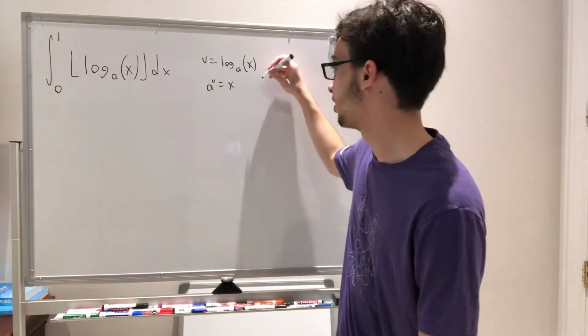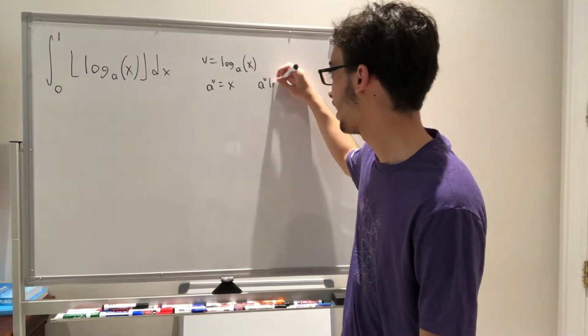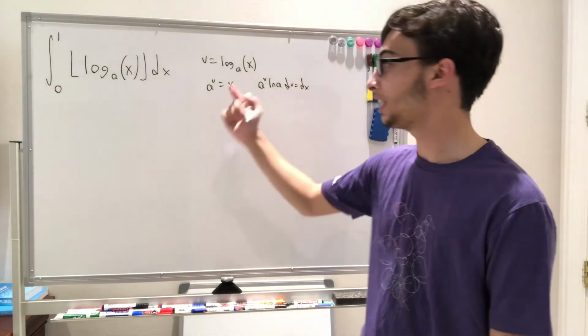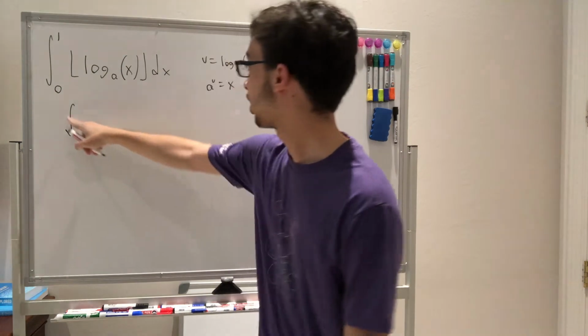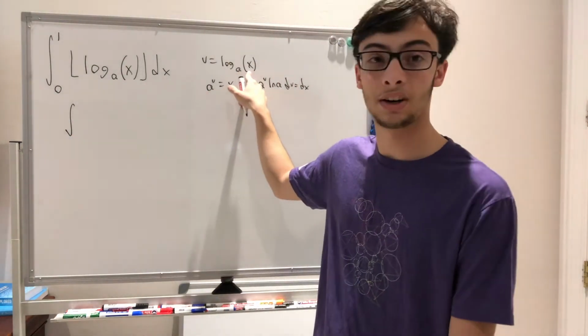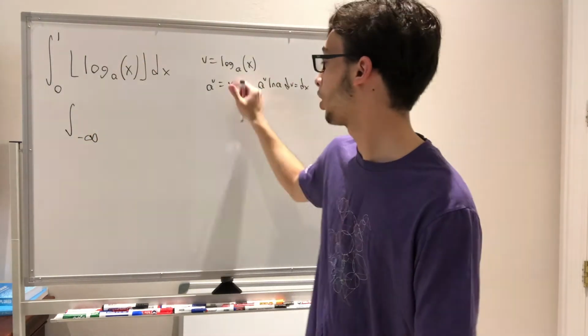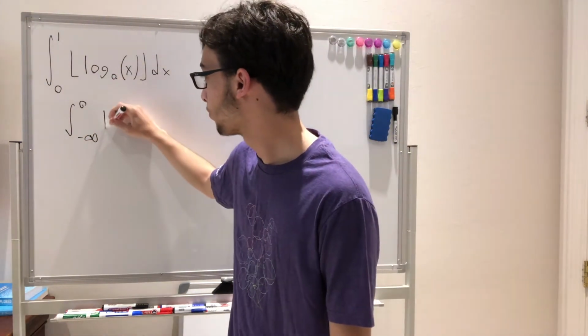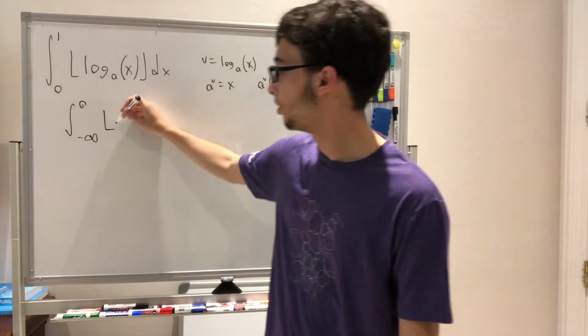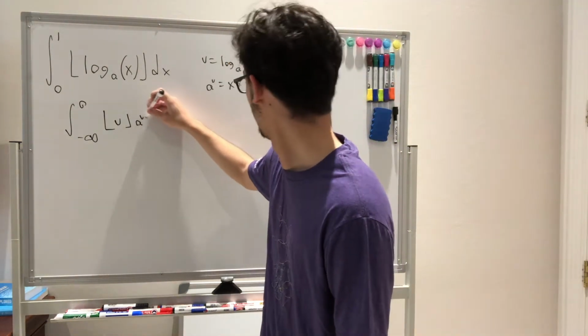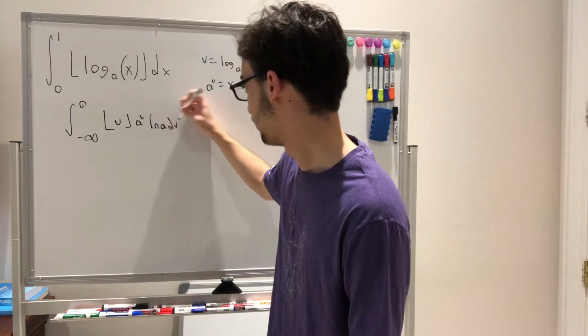Now, finding du, we have a to the u ln a du equals dx. Plugging what we have back in, we get the integral. Okay, the lower bound, plugging in 0, this is going to go to negative infinity. And then the upper bound, plugging in 1, we get 0. Now we have the floor of log base a of x is floor of u. And now dx is a to the u ln a du.